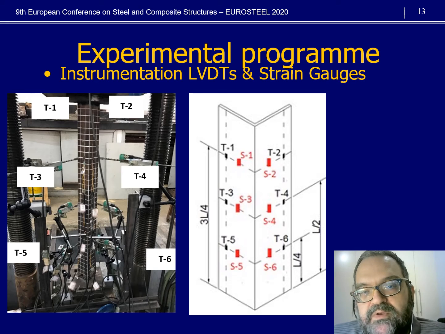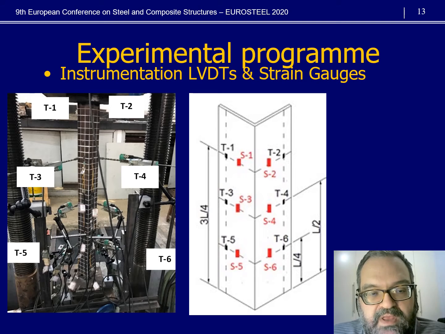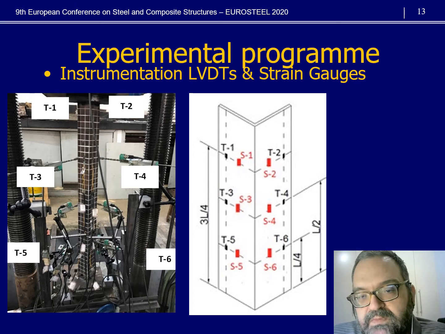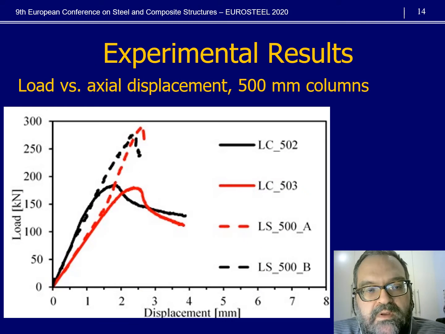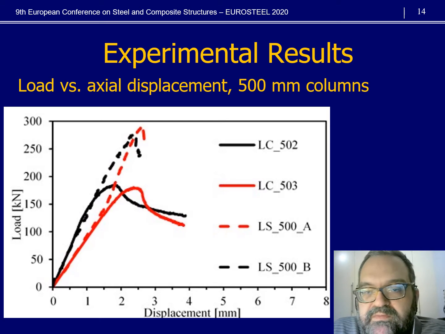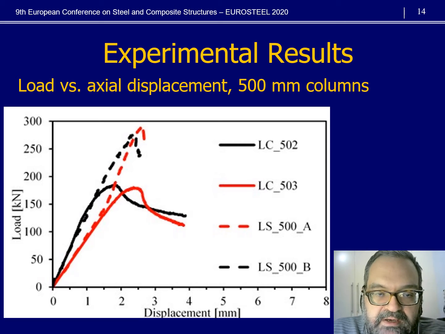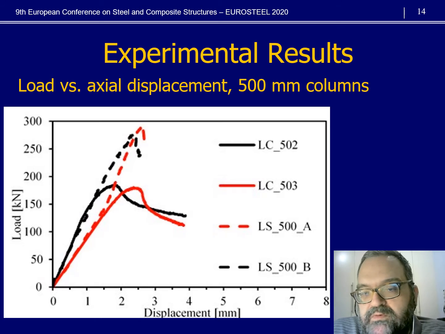Here we have the typical instrumentation that was used in the tests, which uses LVDTs all over the height of the angle sections, and linear strain gauges that we use to monitor the strains and stresses when the load was applied. In this graph, we can see typical load versus axial displacement curves for the 500 millimeter columns, in which we can see the difference between the stainless and the carbon steel responses.